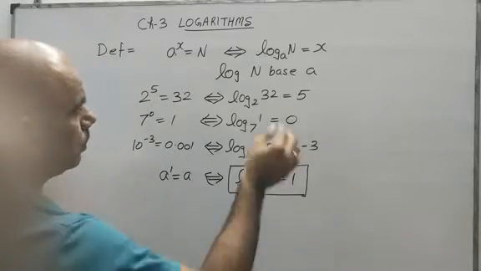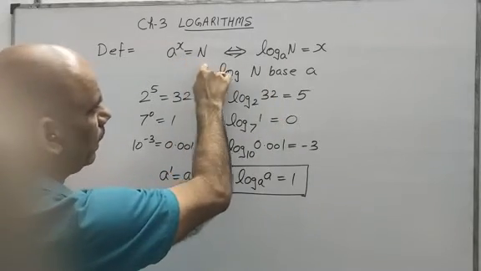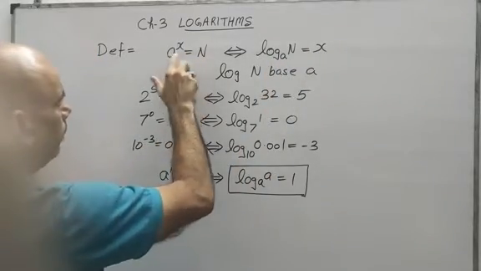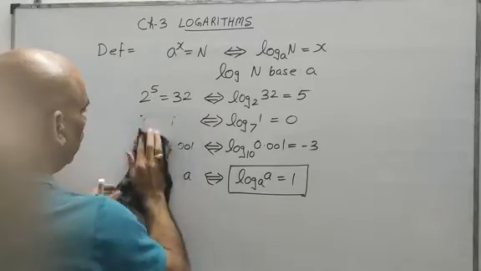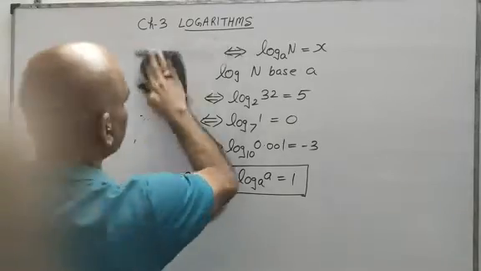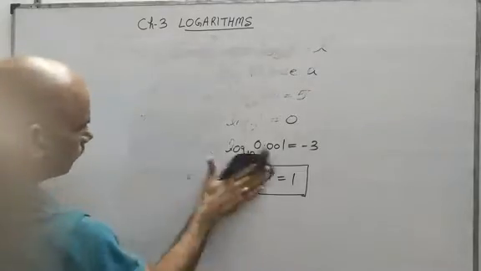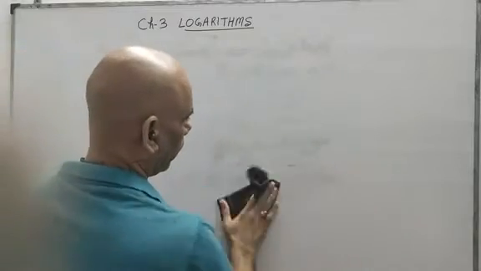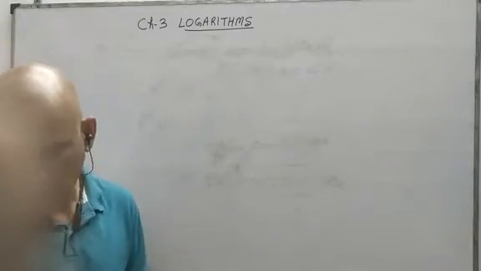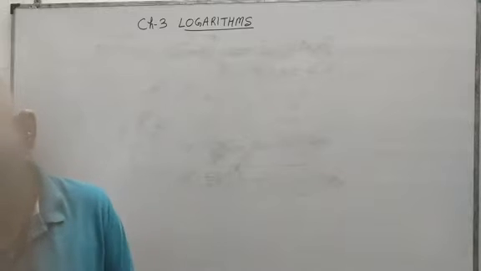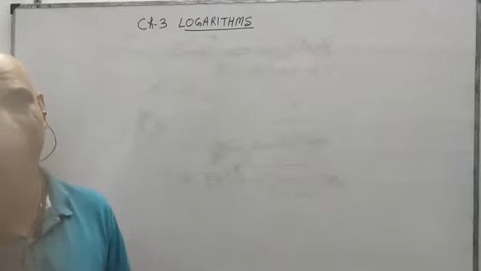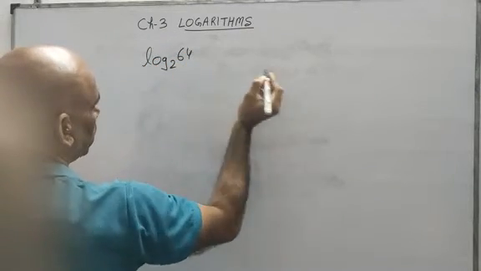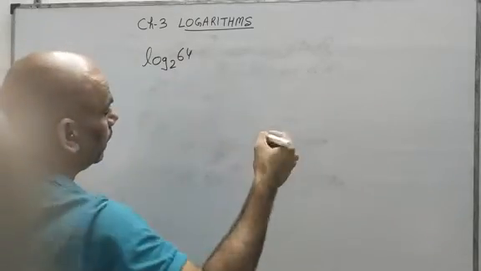So I have explained that a to the power x is equal to n, and it can be written as log n base a is equal to x. Now let us try to solve questions based on it. If a log is given, how can we write it in exponential form? Log 64 base 2 can be written how?